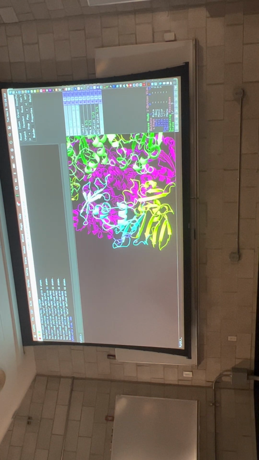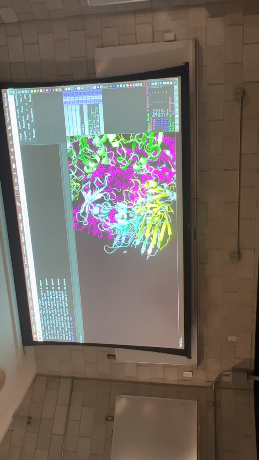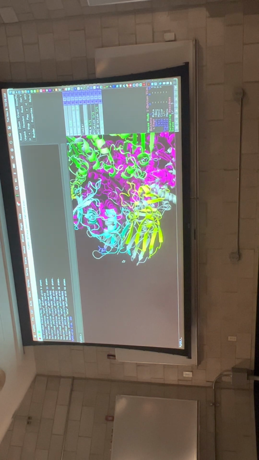Now let's turn on the structure of a ribbon diagram of ATCase in the R state conformation. Look at how different that is. Let's zoom in.